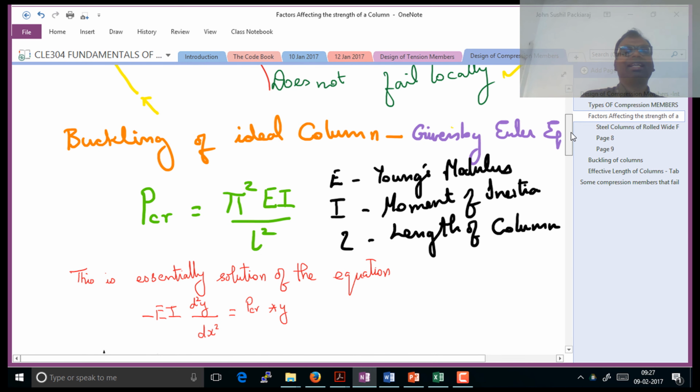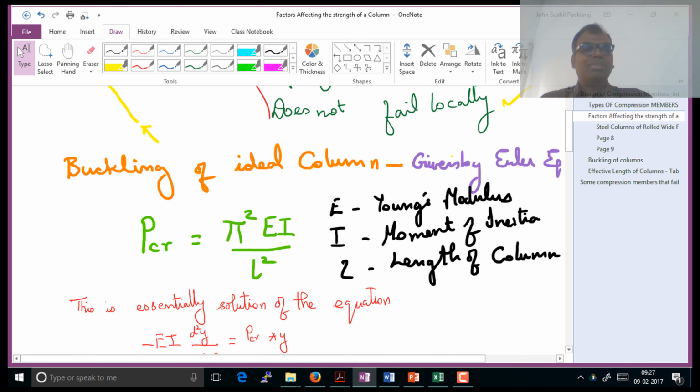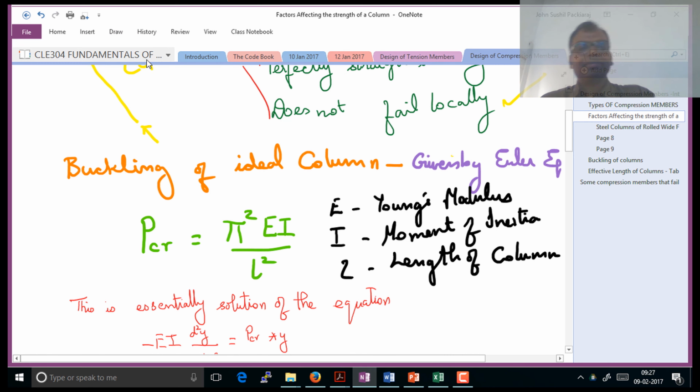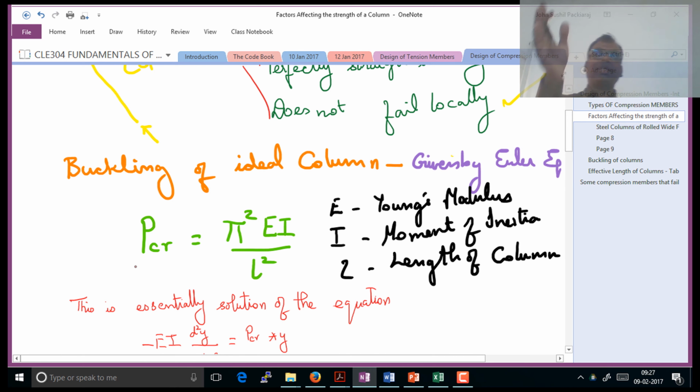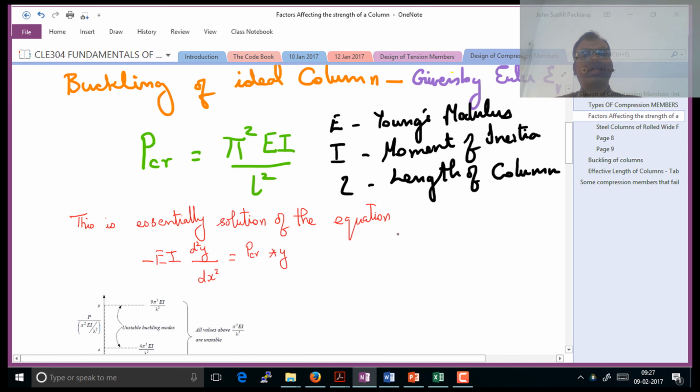This is called the Euler's equation, and it gives the crippling load or the failure load of a column. PCR typically stands for the crushing load of the column. Now this is nothing but what you have used in your moment distribution method. When you frame the equation for this column, this y is the eccentricity or the amount it bends. You will find that the solution for this is this one.